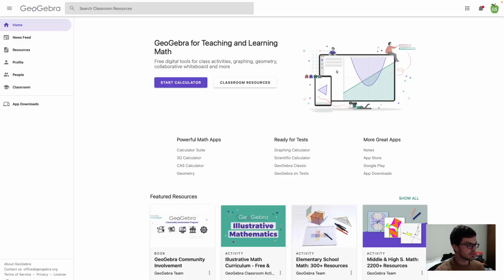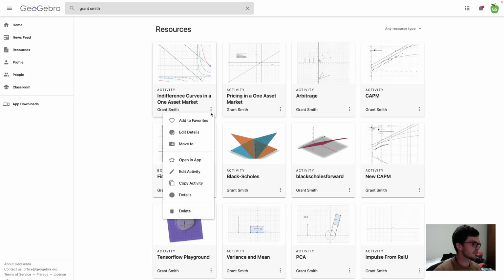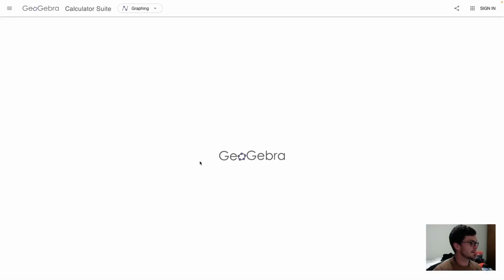All right, so I want to make a small addition to the last video. It might be kind of interesting, I don't know. So what I'm going to do is go to the activity we made in the last video. I'm going to type in Grant Smith, and we'll go to this indifference curves in a one asset market. I like to click the ellipses and open an app. Okay, so it's opening up.